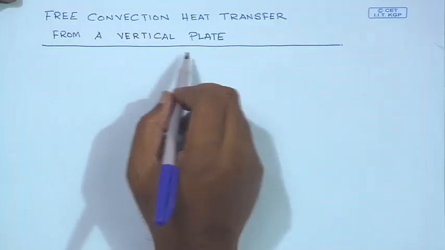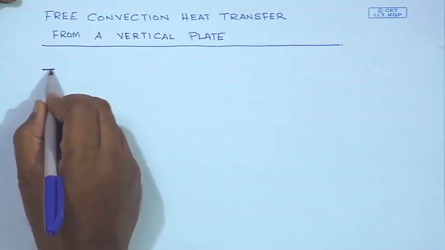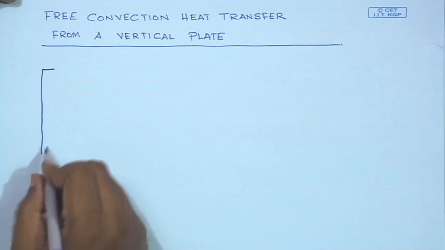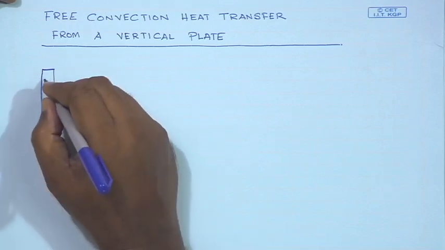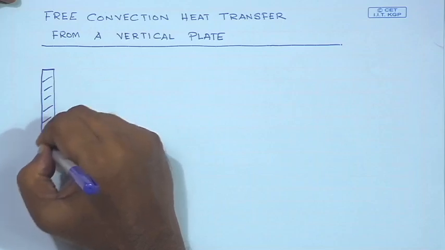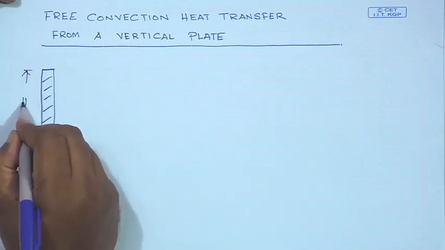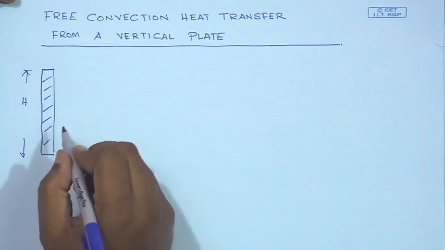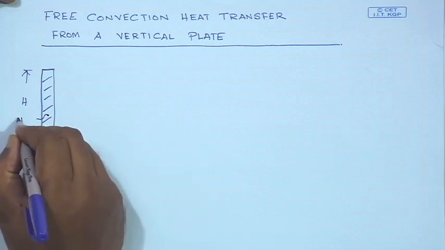So we are going to first start with free convection heat transfer from the simplest possible geometry, that of a vertical plate. So let us assume that we have a vertical plate which is in contact with air. So this is a vertical solid plate whose length is h and whose temperature is maintained at a constant temperature of T0.